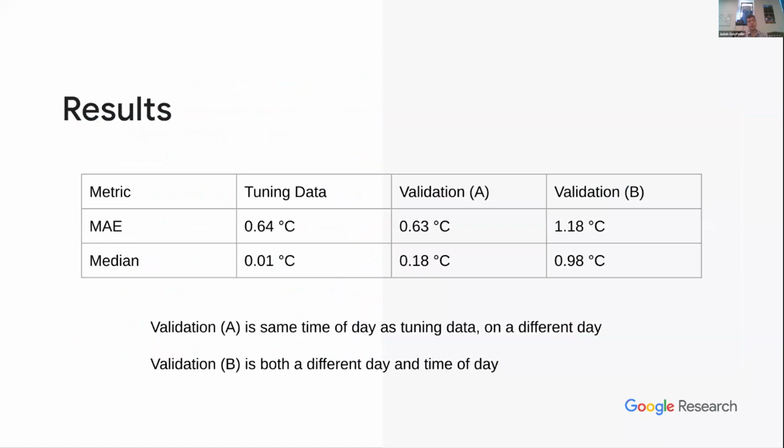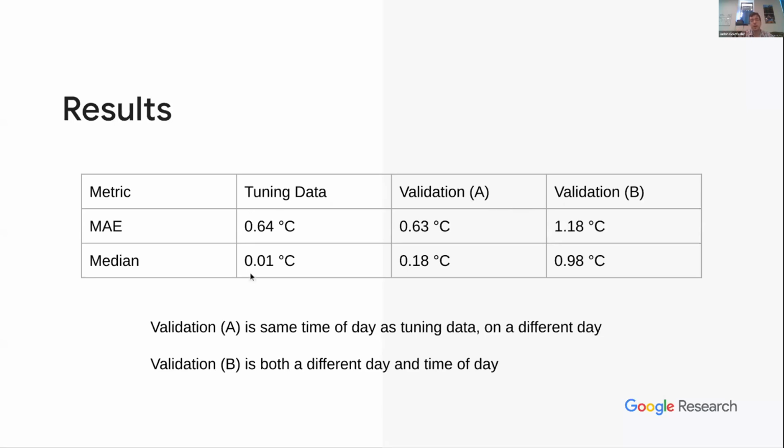And let's look briefly at some of the results. I should mention that before we tuned the simulator, we had an error of around 2.5 degrees Celsius after 6 hours. We have here 3 different groups of data. We have our tuning data, which was the data that we used in our hyperparameter tuning process over here. We then had 2 sets of validation data. Validation data A was taken from the same time of day, the same type of scenario that we tuned on, just a different day. And validation set B was a completely different scenario from what we tuned on.